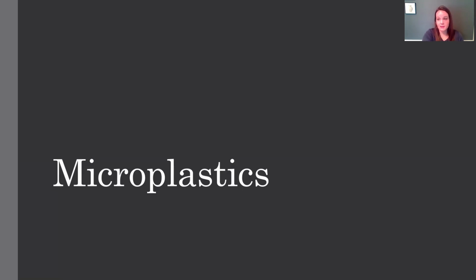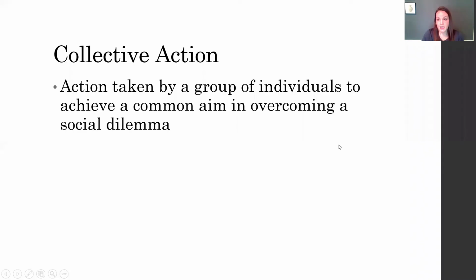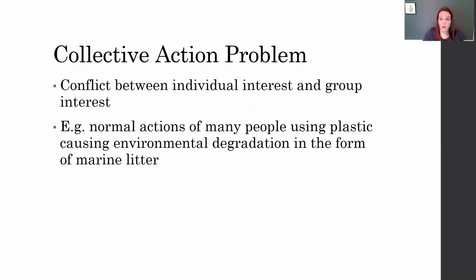So the first thing that we're going to touch base on is collective action. Collective action is defined as the action taken by a group of individuals to achieve a common aim in overcoming a social dilemma. And so this is that physical action that's being taken. Now, there's also the collective action problem. This is the conflict between individual interests and the group interests. So things like the normal actions of many people using plastic causing environmental degradation. So this would be the problem piece of that.